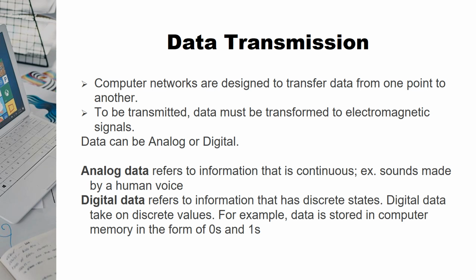Then we can talk of digital data, and digital data represents information in discrete values, typically in binary form. We're talking of information being represented as zeros and ones. A classic example is a digital image where each pixel's color is represented by a binary number. This form of data is less prone to degradation during transmission, right? Also, data stored in computer memory is in the form of zeros and ones, and this is what we call digital data.